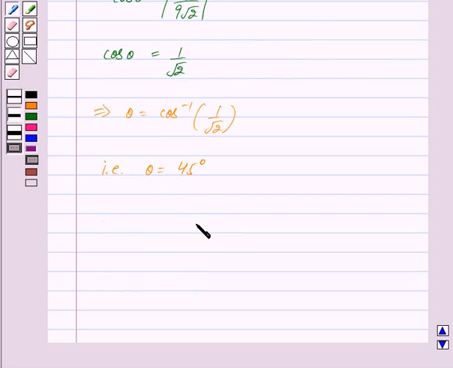Thus, we have got our answer as 45 degrees. Hope you have understood the solution.